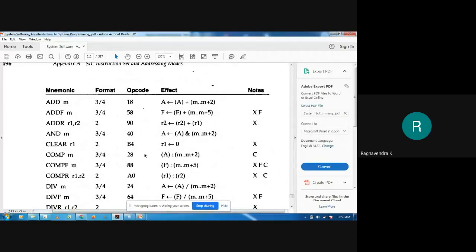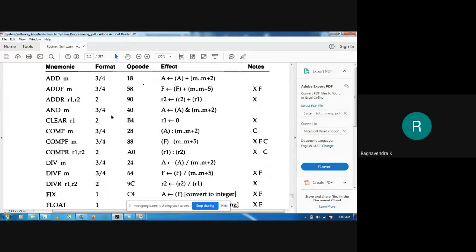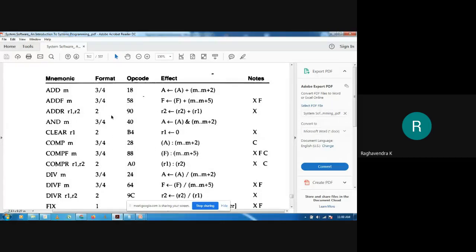So add, the opcode is 18. It can be either a format 3 or a format 4. Similarly, addf is 58, format 3 or format 4. Now the important thing here is, as I said, we need not worry about this because the opcode value will be given to us.